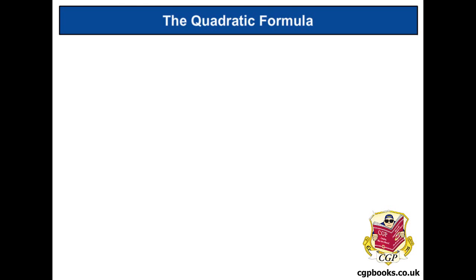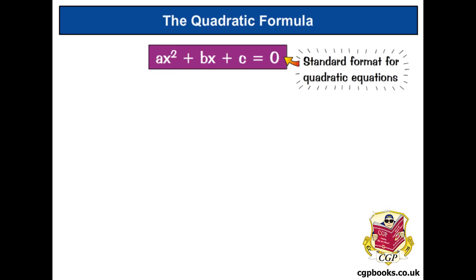You use the quadratic formula when you've got a quadratic equation to solve that you can't factorise. And to use the quadratic formula, you need to be dead familiar with the standard format for quadratic equations. Here it is. You start with an x squared term, then an x term, then a number term, and it's always equal to 0. And it needs to be in this form, because otherwise your a, b and c won't make sense.